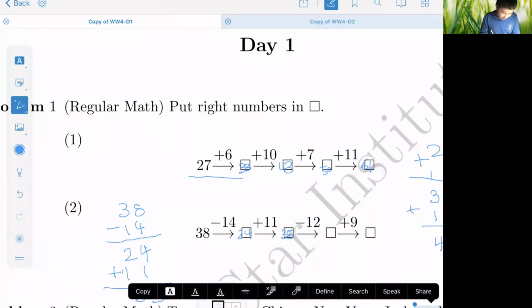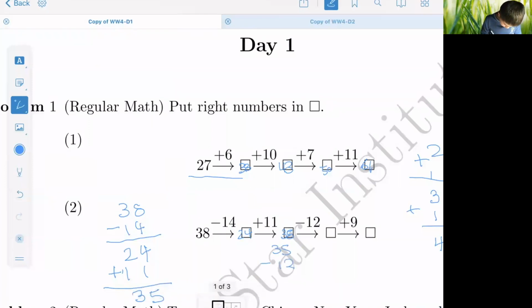Next, we must subtract 12 from 35. So 35 minus 12, 5 minus 2 is 3. 3 minus 1 is 2. So here we have 23. Finally, we could add 23 to 9. We move over 1 because 3 plus 9 equals 12, and then 2 plus 1 equals 3. So the final result is 32.